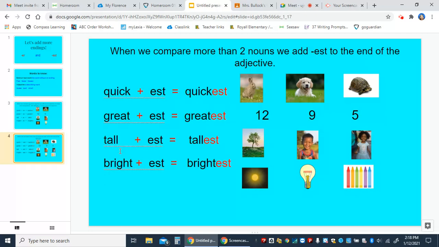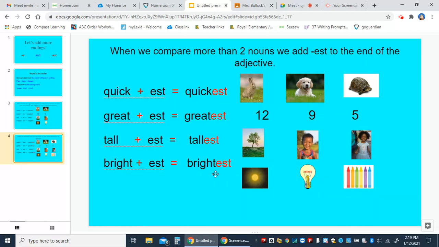Next, I have my base word tall plus my ending EST. Let's look at these pictures. I have a tree, a little boy, and a little girl. Which do you think is the tallest? If you said the tree, you are right. Let's use it in a sentence. The tree is the tallest. You're right. Last one, we have bright plus EST equals the word brightest.